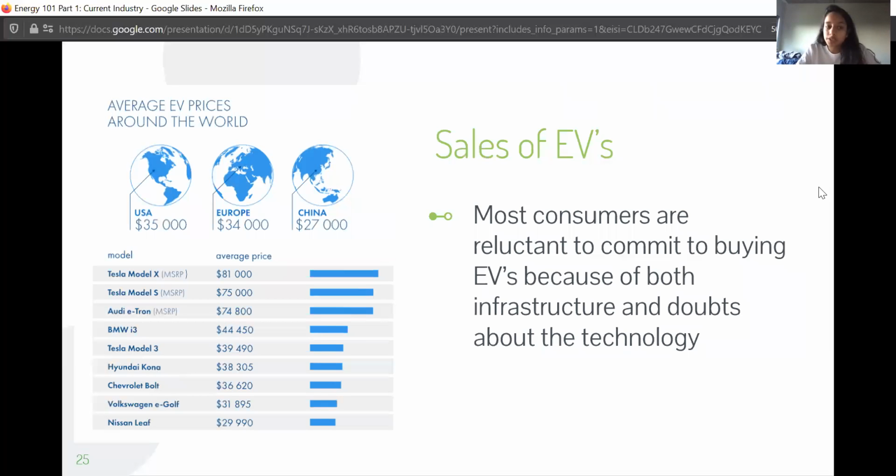So actually most consumers right now are very reluctant to commit to buying electric vehicles because of both infrastructure and doubts about the technology. Developed nations such as the US, Germany, and the UK are actively promoting the use of electric vehicles to reduce emissions, which has resulted in the growth of electric vehicle sales. And finally, China has the highest sales of EVs in the world right now. Next slide.